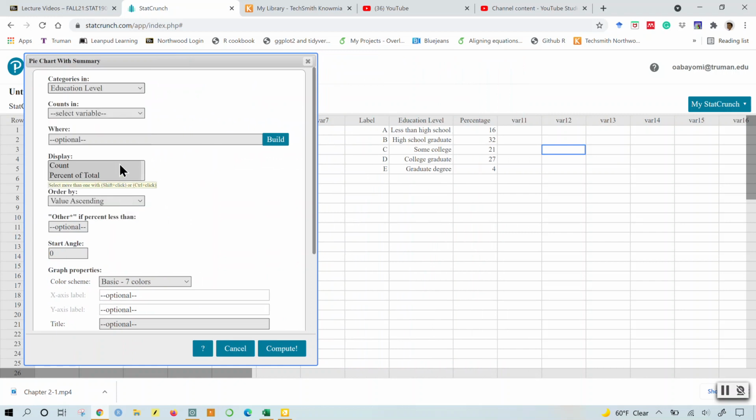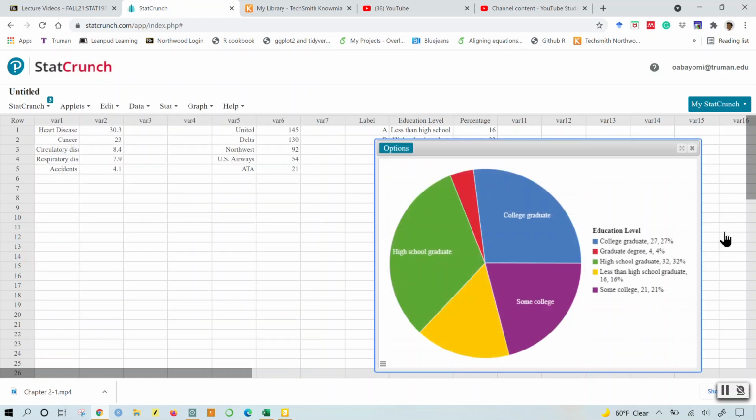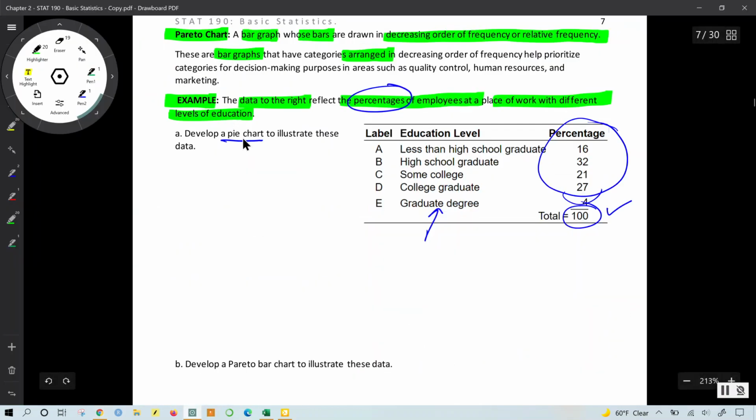So that is done. And then the respective percentage counts are in percentage. So right here. And in this case, we have the different counts, and I am good to compute. And immediately, boom, we can see the different percentages for the different categories we have. So going back, we can say we've developed a pie chart to illustrate this data.